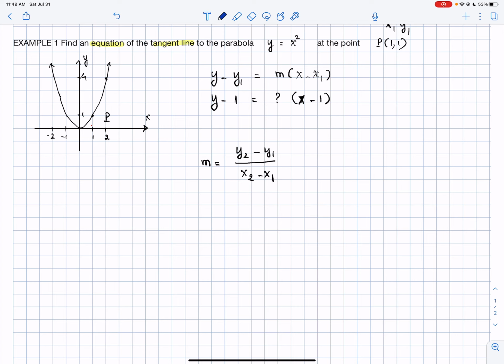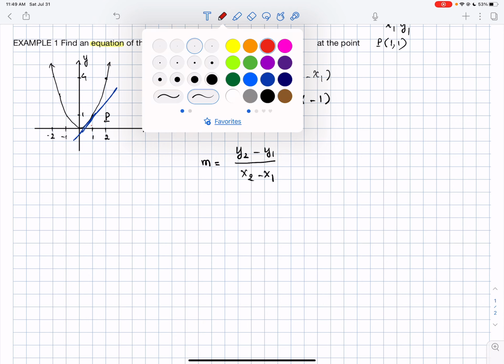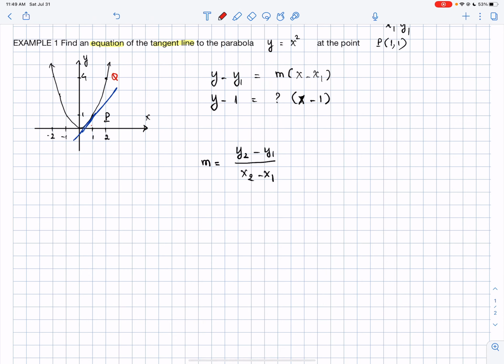Let's go to the graph and look at this. From the point P, we can draw the tangent line like this. But we only have 1 point P. We cannot find the slope. So what we're going to do is find a point Q on the parabola.